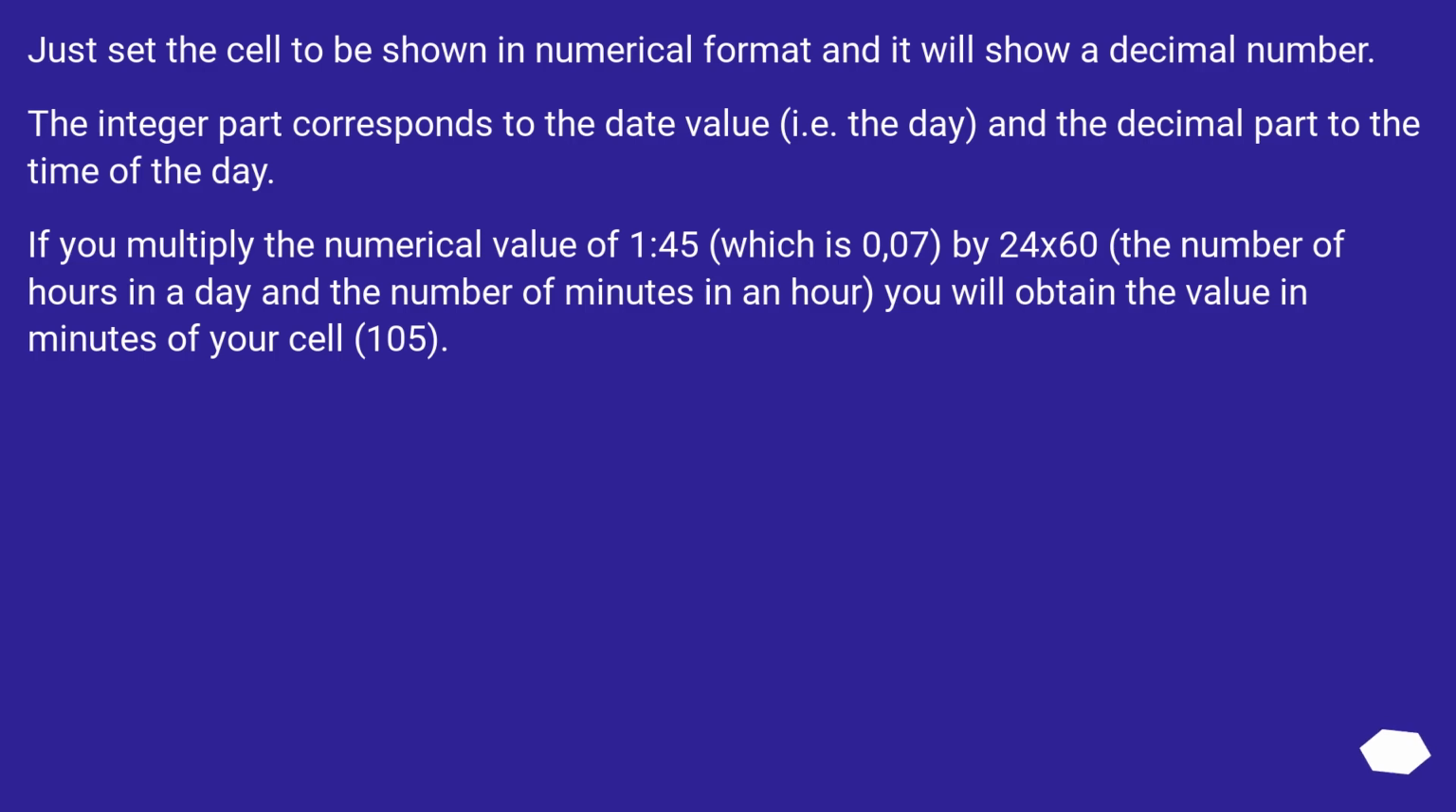Just set the cell to be shown in numerical format and it will show a decimal number. The integer part corresponds to the date value, i.e. the day, and the decimal part to the time of the day. If you multiply the numerical value of 1:45, which is 0.07, by 24 by 60, the number of hours in a day and the number of minutes in an hour, you will obtain the value in minutes of your cell, 105.